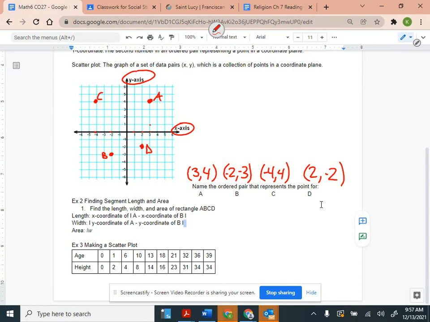All right, finding the segment length and area. So find the length, width, and area of a rectangle ABCD. Length is x coordinate. So we want the absolute value of our x and our y. So I am going to put some plots on here for our x and y, or we're going to do some new.